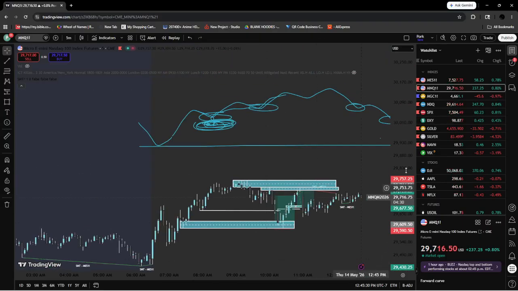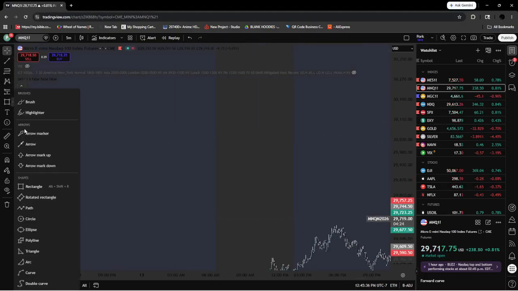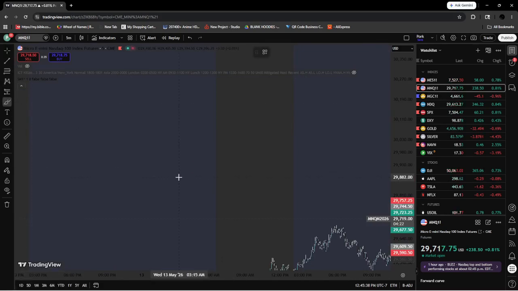What is a rejection block? Let me explain it for you guys right now. Let's get our brush. So when you're in an uptrend, or you're in a downtrend, but we'll go over uptrend first, you create these liquidity pools, right? These lows, these higher lows, higher lows, higher lows, right? These can turn into rejection blocks.